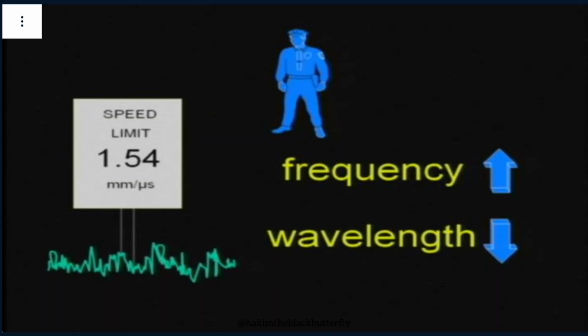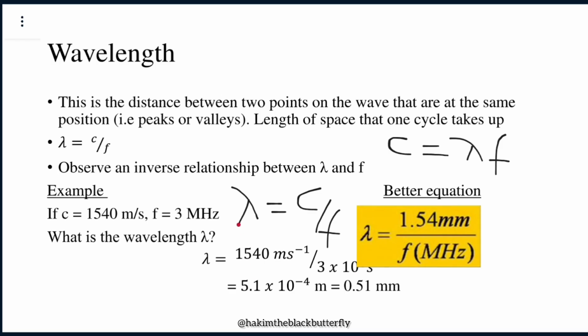When frequency increases, the wavelength reduces because of an inverse relationship. You see, wavelength is inversely proportional to frequency. When one increases, the other reduces. That's what it implies.